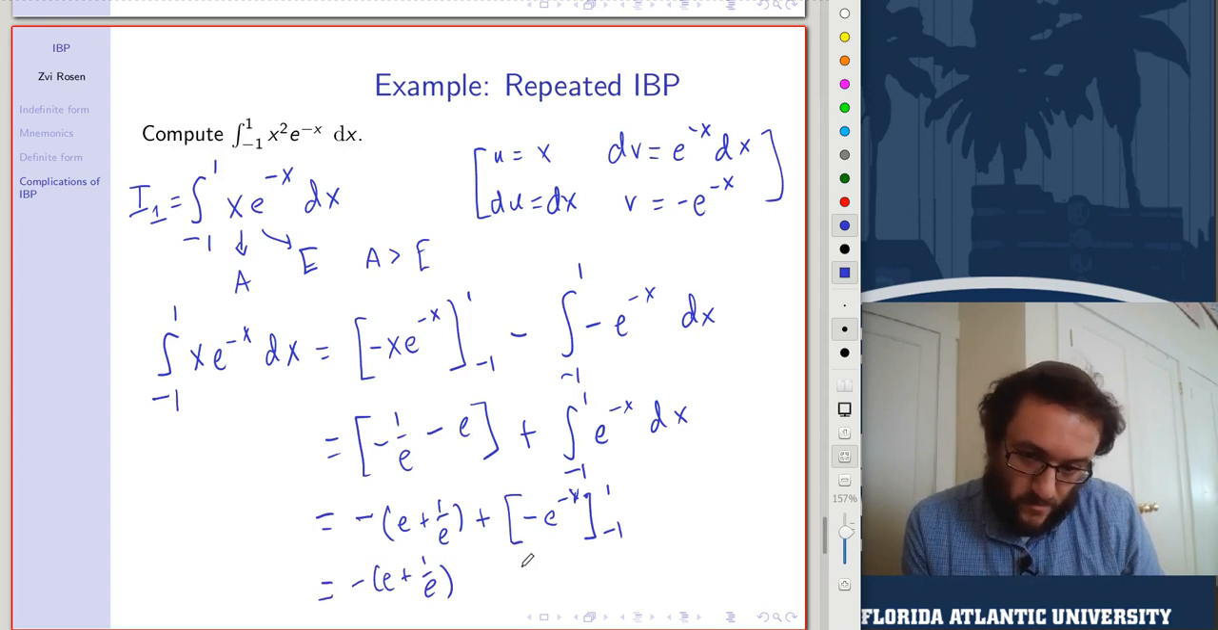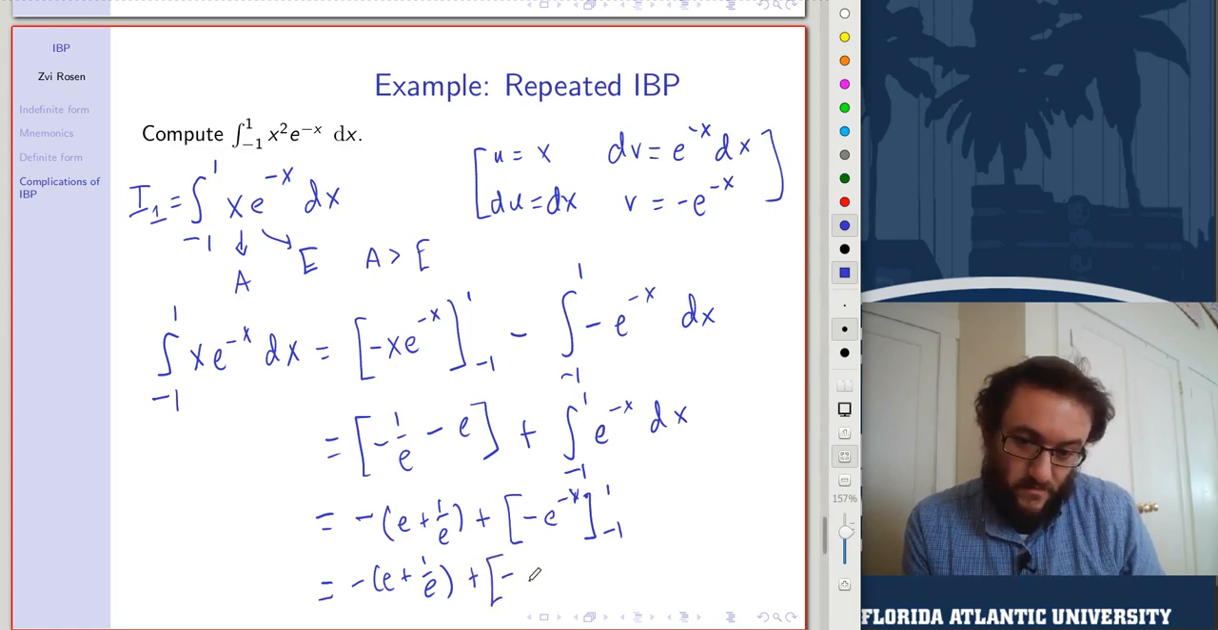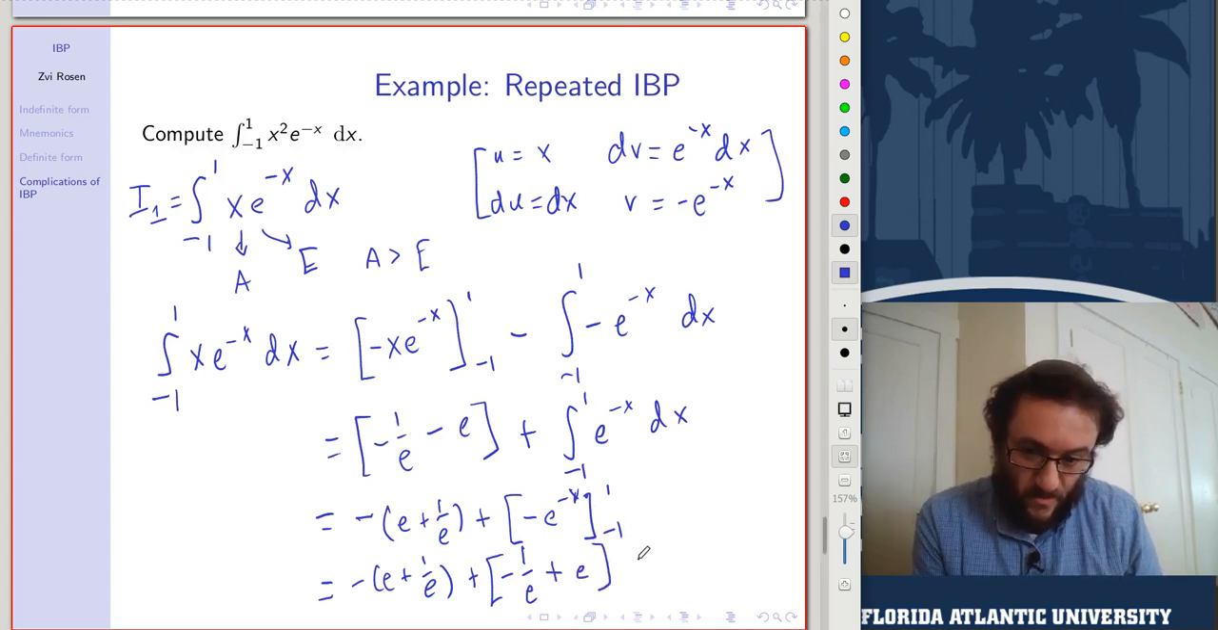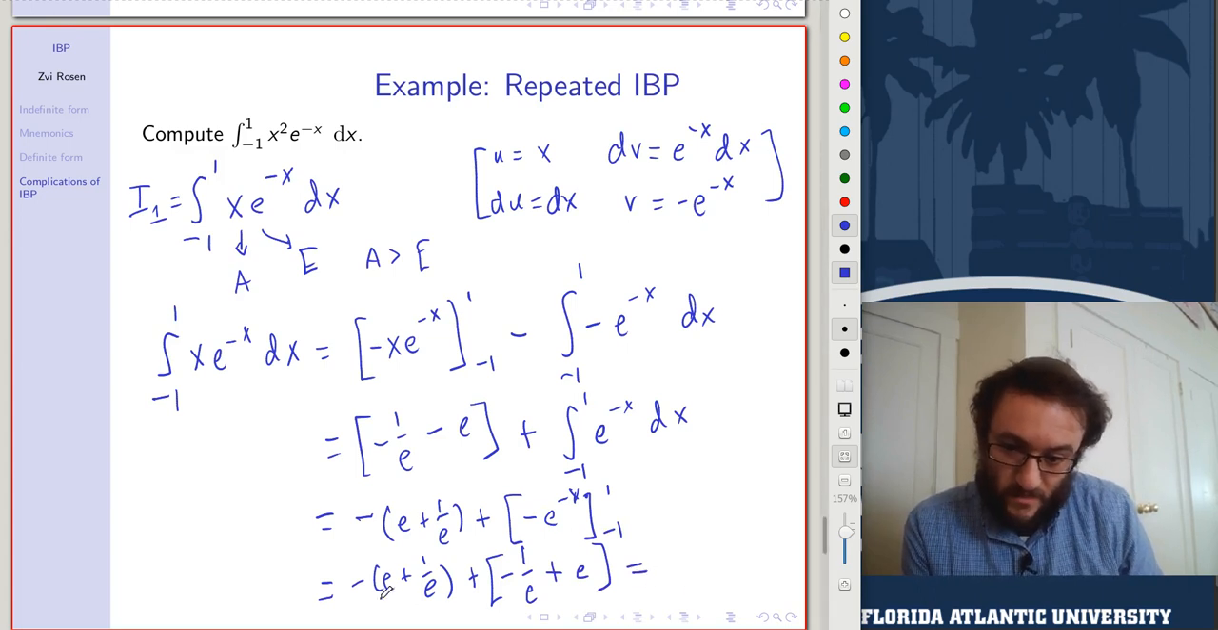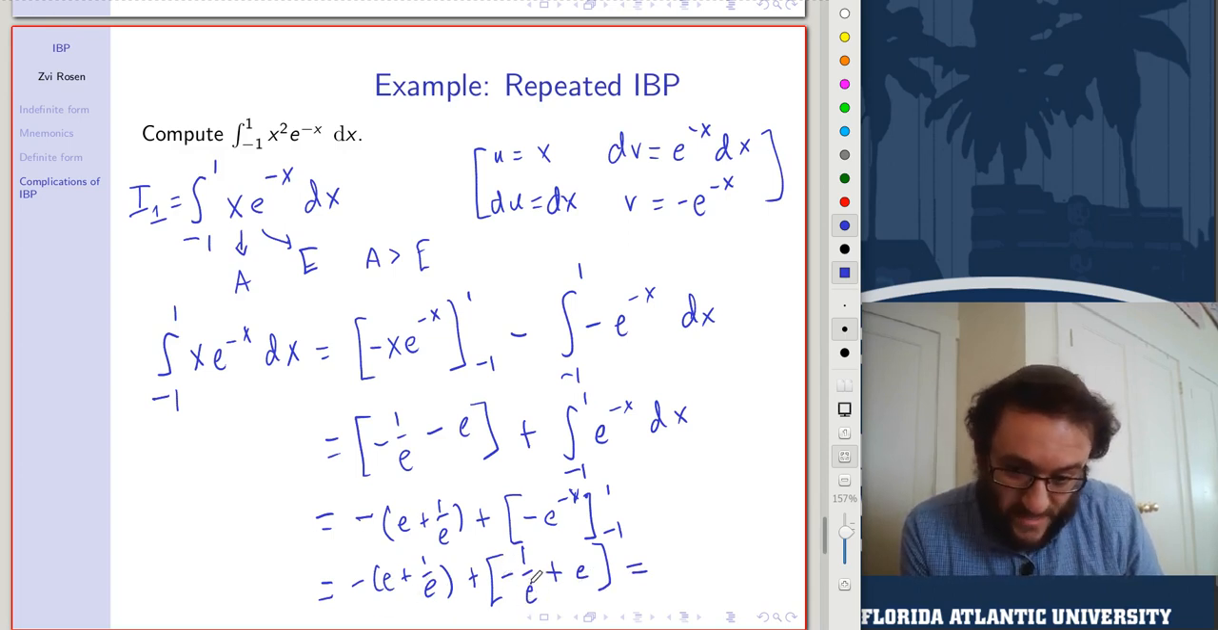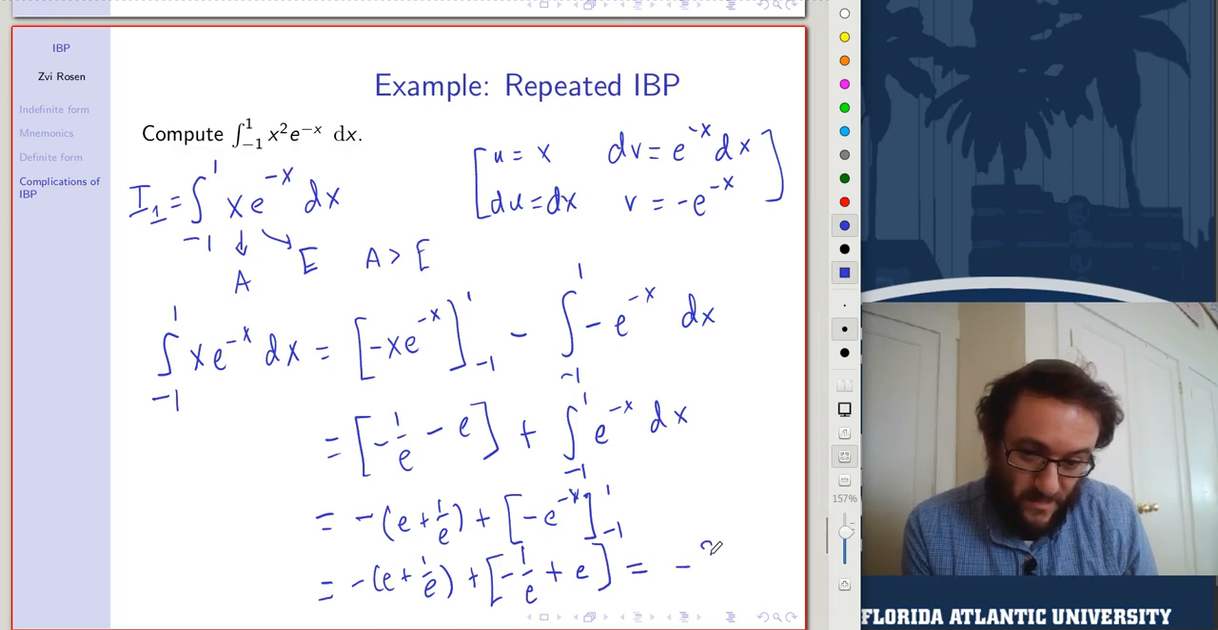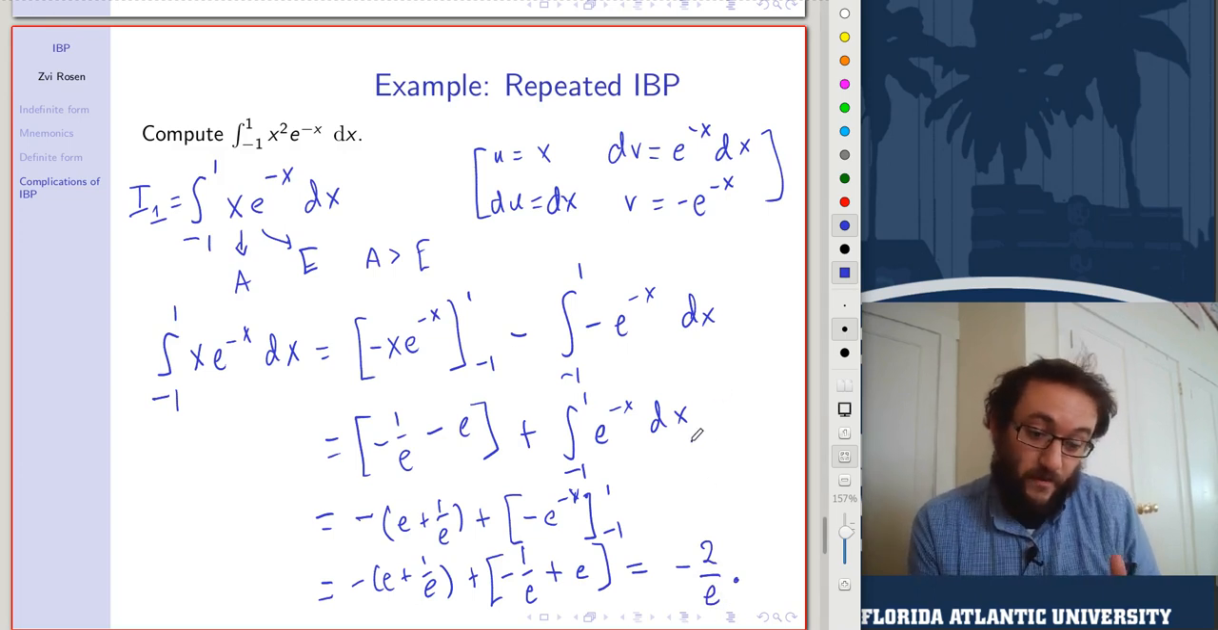and this is minus e to the minus 1, which means minus 1 over e, minus the evaluation at negative 1, which is plus e. Okay, putting this all together, we have a minus e, which cancels with an e, and a minus 1 over e, which adds up with minus 1 over e to give minus 2 over e. Okay, and that's the value for our I1.